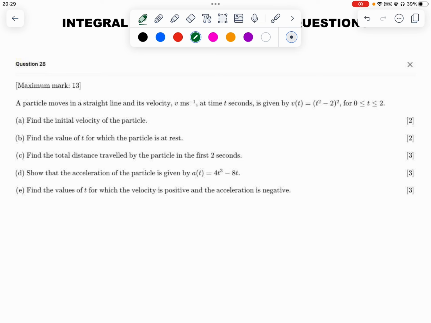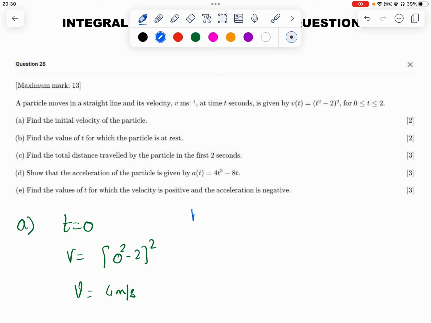A particle moves in a straight line and its velocity is v meters per second at time t seconds, v of t equals t square minus 2 whole square, where t lies between 0 and 2. Find the initial velocity. Initial velocity means t equals 0. So v equals 0 square minus 2 whole square, which is nothing but 4 meters per second.